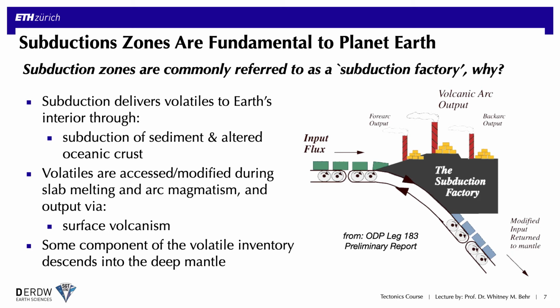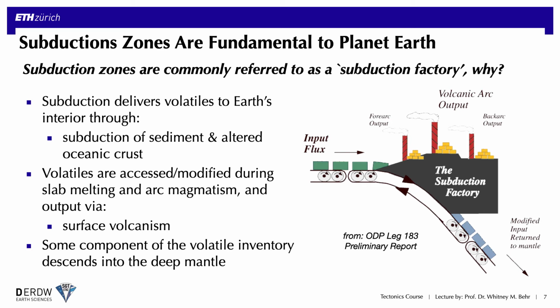Some of you may have heard subduction zones referred to before as a subduction factory, especially by petrologists and geochemists. And it generally makes sense to call it that if you consider firstly that subduction delivers volatiles to Earth's interior through the conveyor belt-like feeding of sediments and altered oceanic crusts that are volatile rich to the trench. Those volatile-rich materials are then sampled and modified somewhat during slab melting and associated arc magmatism, and some of them are even output back into the atmosphere at that stage via volcanic arc degassing.